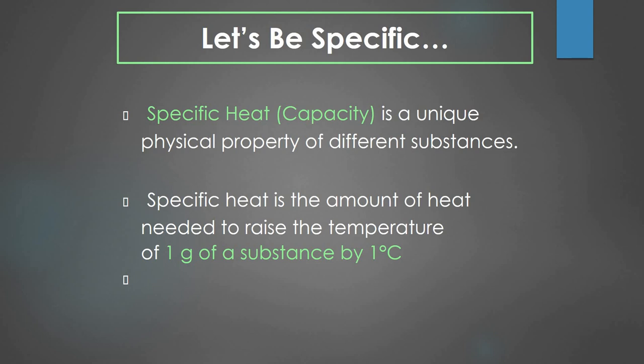Now we're going to talk specifically about what specific heat is. Specific heat is the amount of heat needed to raise the temperature of 1 gram of a substance by 1 degree Celsius. Every substance is going to have a different specific heat. Again, it's the amount of heat needed to raise the temperature of 1 gram of a substance by 1 degree Celsius.